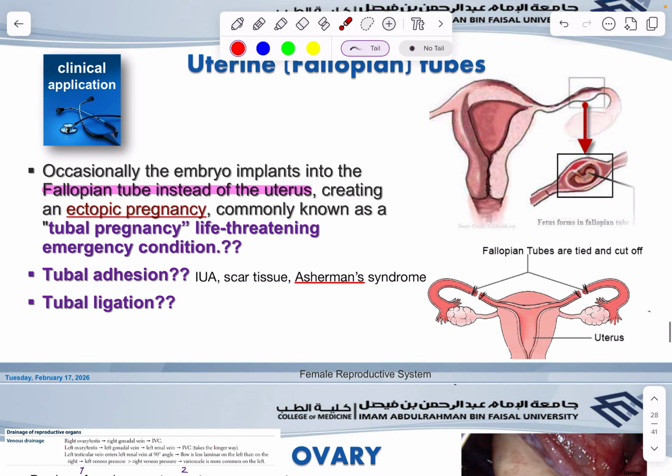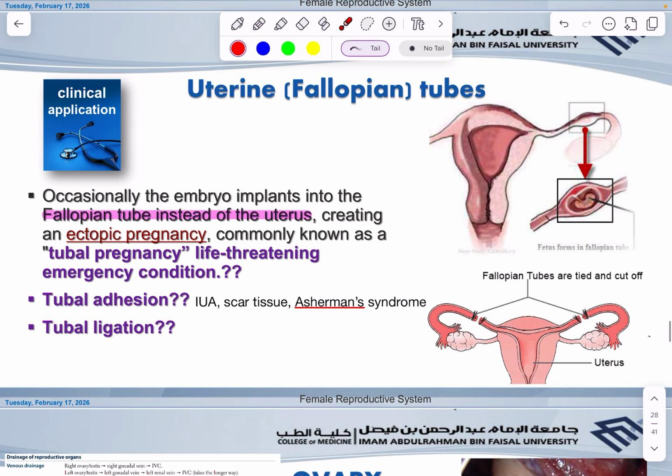طيب أحياناً the embryo isn't going to implant into the uterus. It might implant into the actual fallopian tube هنا. This is what's called an ectopic pregnancy. وزي ما قلنا, it's most likely going to happen in the ampulla because that's where fertilization usually happens.